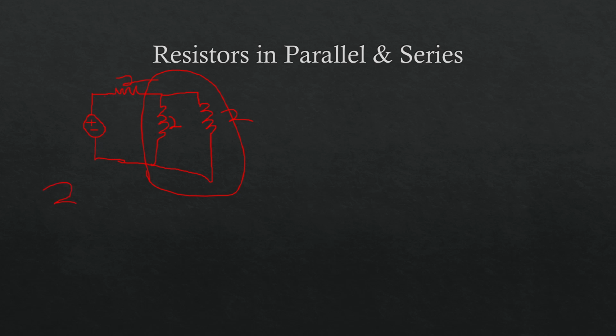should just be something like 2 times 2 over 2 plus 2, which would just be 1. And then it'll be 2 plus 1, which would then make this out to be 3 ohms.